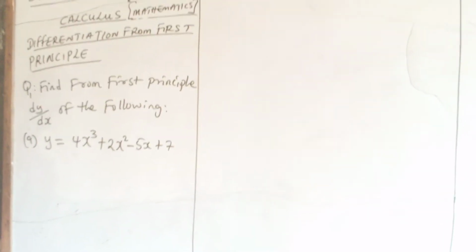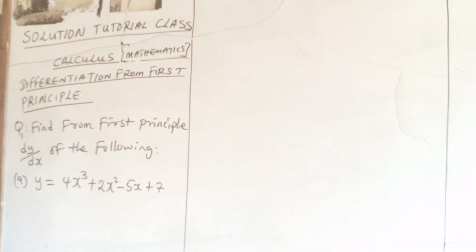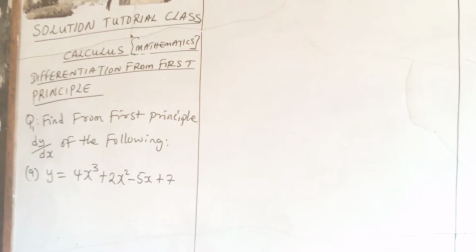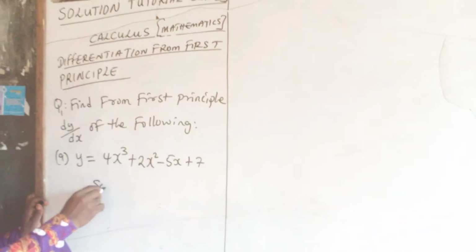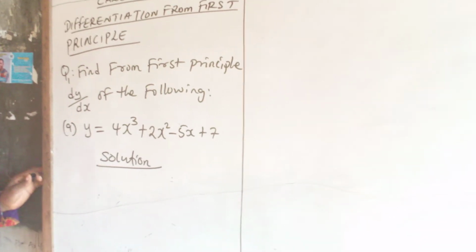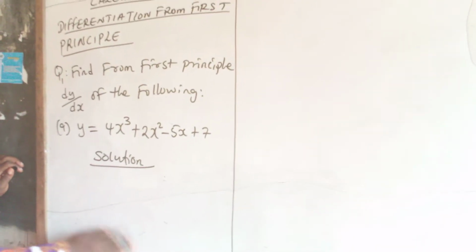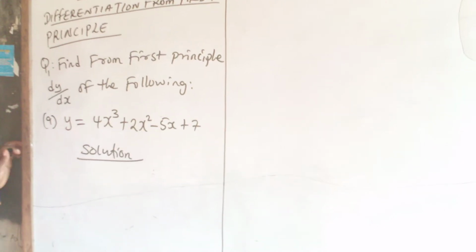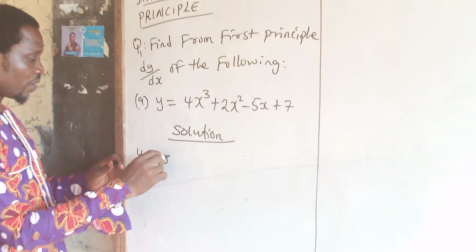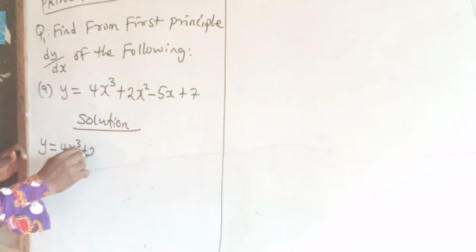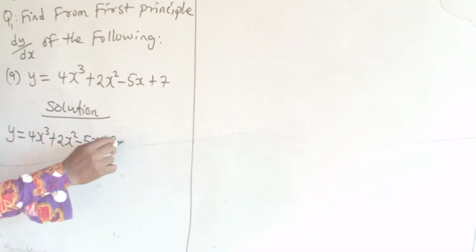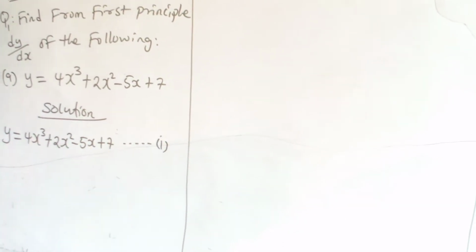So if you want to differentiate a problem like this from first principle, all you need to know is to follow the steps. So you write solution, showing that you have started solving your problem. So the first step is any place you see, you write exactly the question that is given to you. So you write y is equal to 4x raised to the power 3 plus 2x raised to the power 2 minus 5x plus 7. So you call it equation 1.